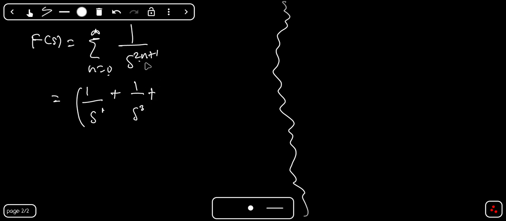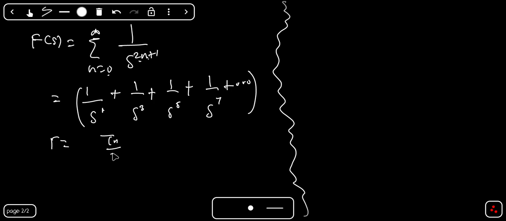When n is 2, 2 times 2 is 4, plus 1. So that will be 5. So we are going to have 1 over s raised to the power of 5, plus, when n is 3, 2 times 3 is 6, plus 1. We are going to have 1 over s raised to the power of 7, and so on and so forth like that till infinity. Okay, so the next thing I'm going to do is to find the common ratio. So if I should find the common ratio, r will be equal to Tn over Tn minus 1. It means it can start from the second term over the first term, third term over the second term, fourth term over the third term, and so on and so forth like that. So we have Tn over Tn minus 1.